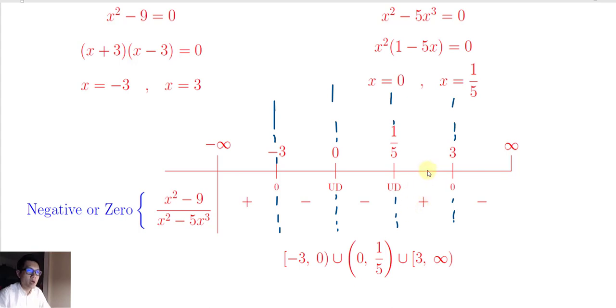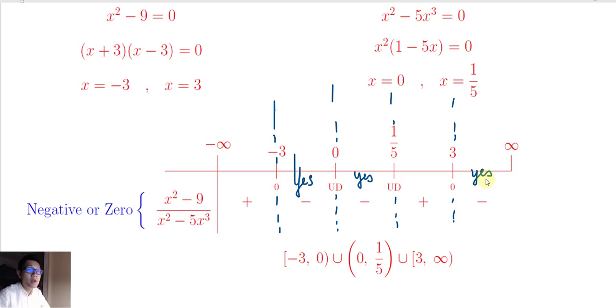Between 0 and 1/5, do some testing. Between 1/5 and 3, pick another value, do the testing here. And then from 3 all the way to the right, pick a value to the right of 3, maybe 4, and throw the 4 in here, and then I get a minus. So we are looking for negative or 0. Negative or 0. That means this is negative, so the answer is yes here, yes here, and then yes here.